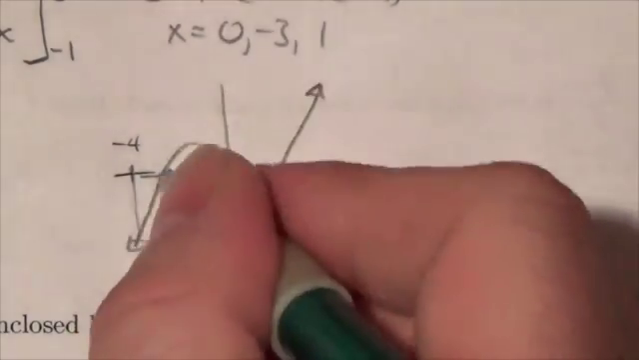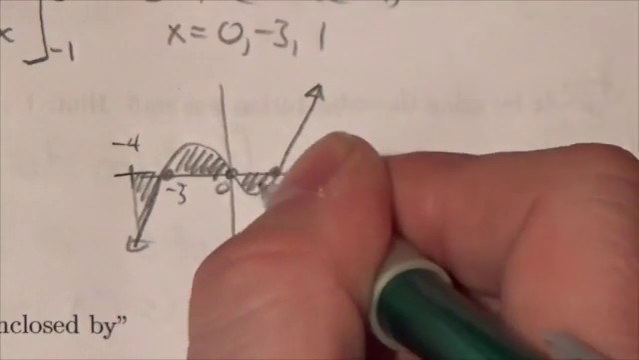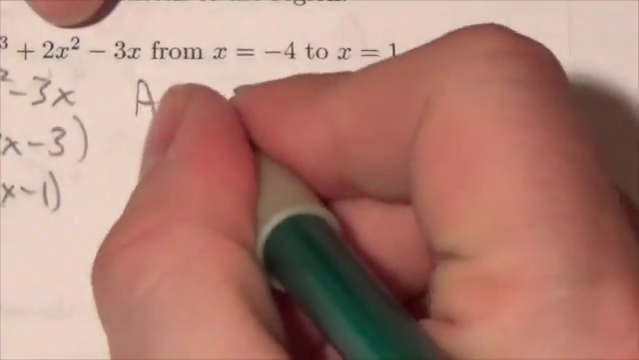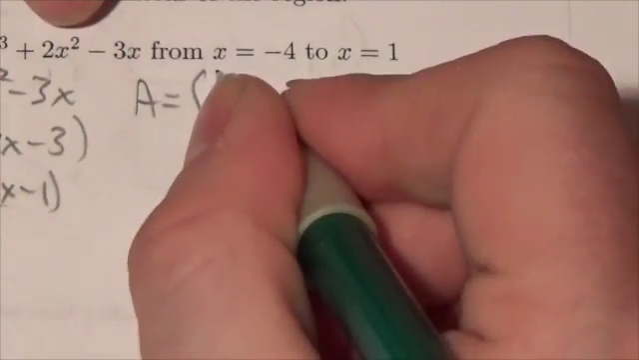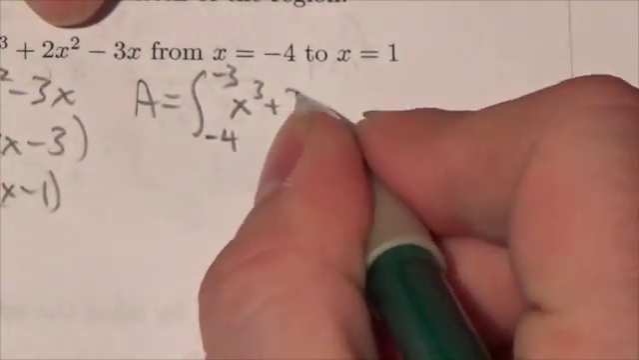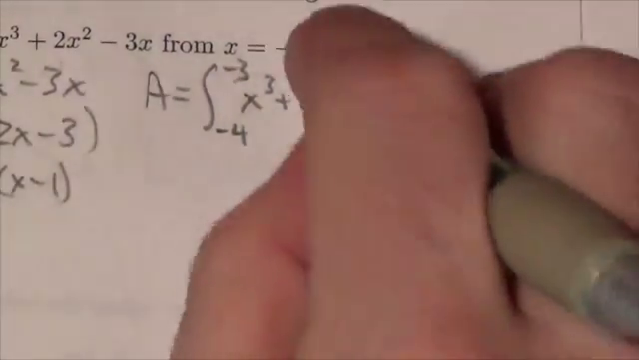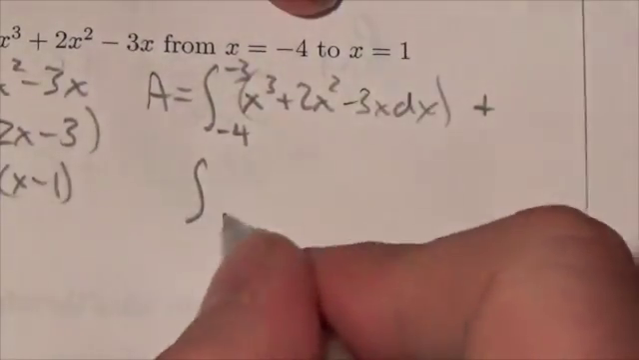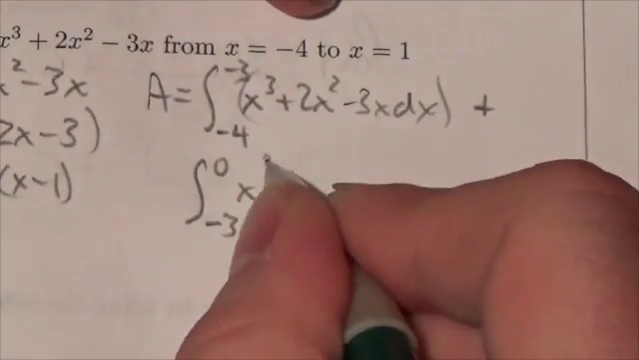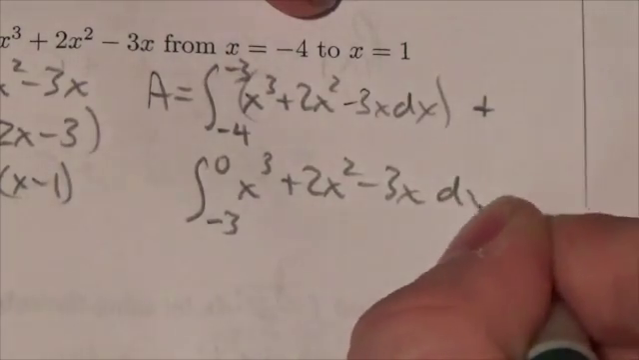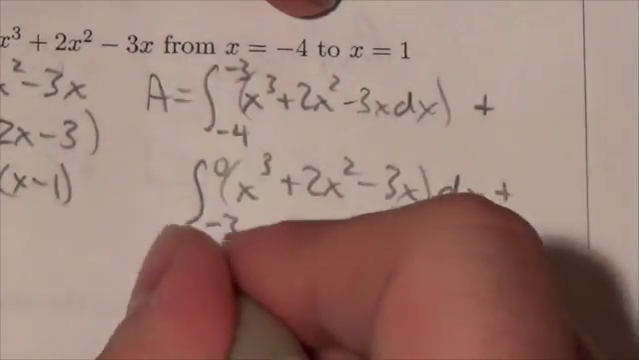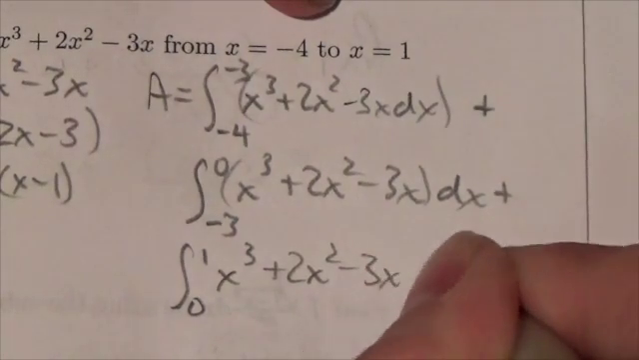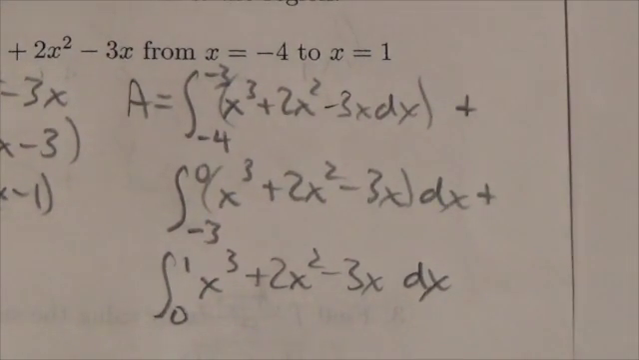What I'm trying to get you to do here is I want this area plus this area plus that area. So there's 3 different regions here that we're looking at. So the area is going to be the integral from -4 to -3 of x cubed plus 2x squared minus 3x dx, plus the integral from -3 to 0 of x cubed plus 2x squared minus 3x dx, plus the integral from 0 to 1 of x cubed plus 2x squared minus 3x dx. That's the function for the area that we're going to be looking at here.